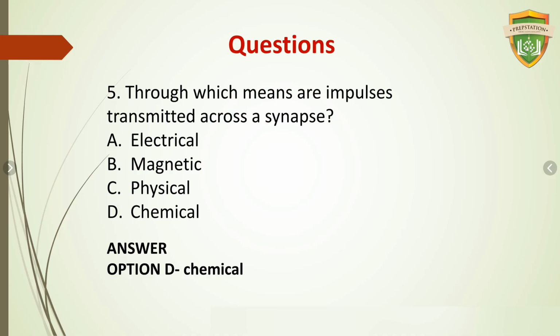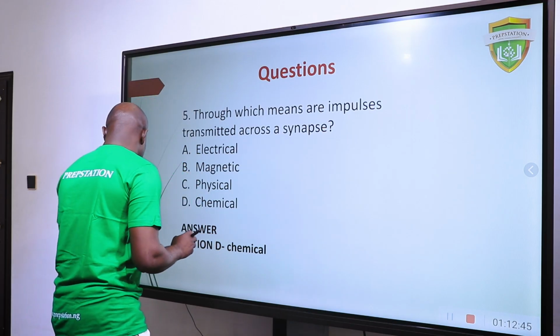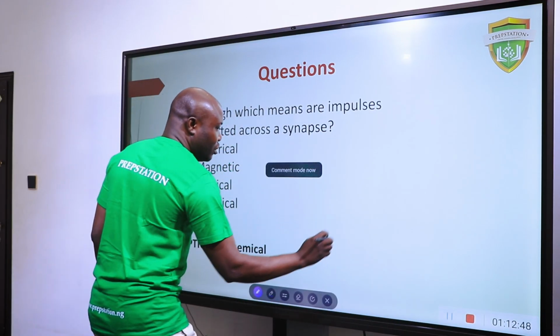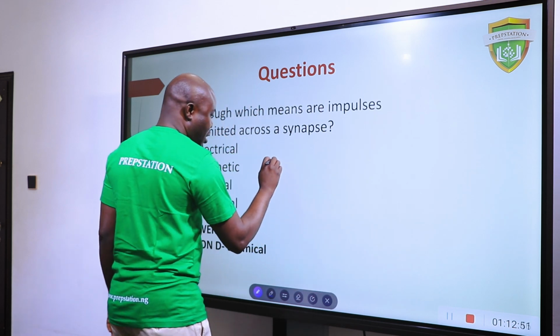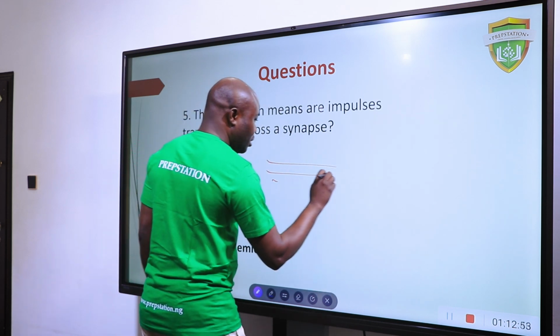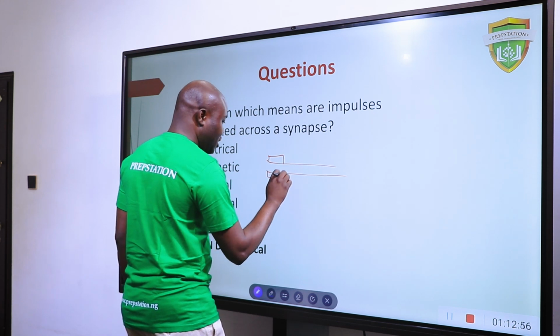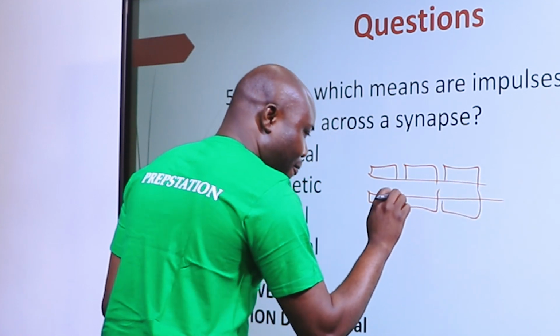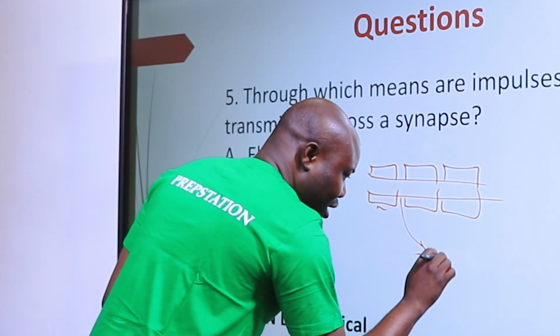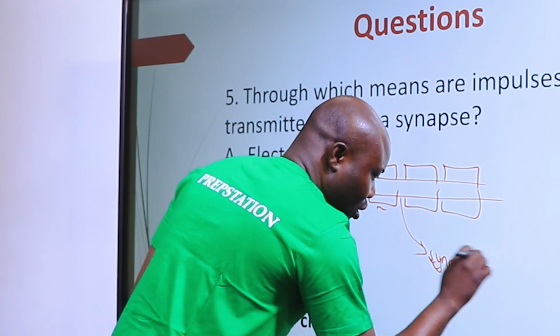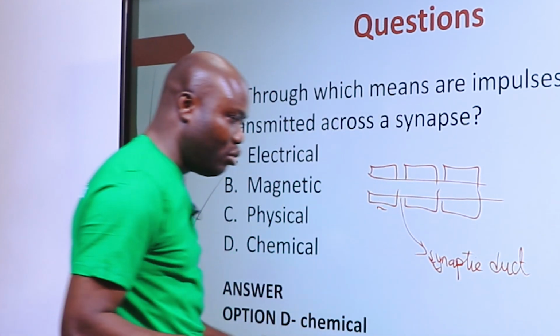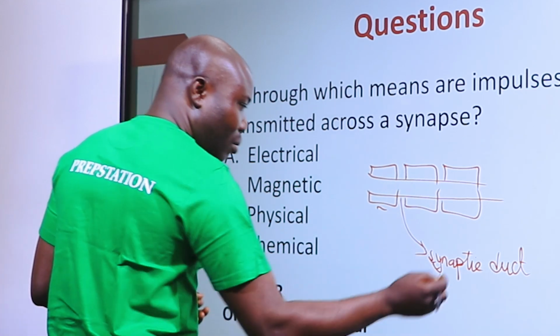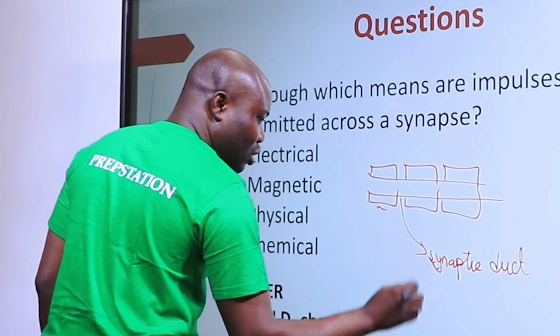Through which means are impulses transmitted across a synapse? Now, listen to me. Let's take, for instance, if you have, let's say this is a neuron, right? This guy is bringing an impulse. Now, there's a gap here. This gap is known as our synaptic duct. Depending on the book you are reading, some people call it cleft. You get? Some people call it gap, but this is the synaptic duct or the synapse.